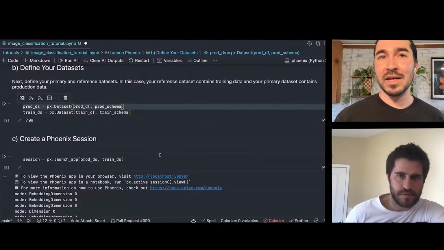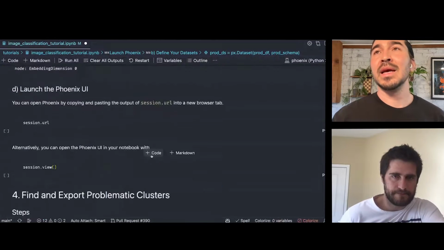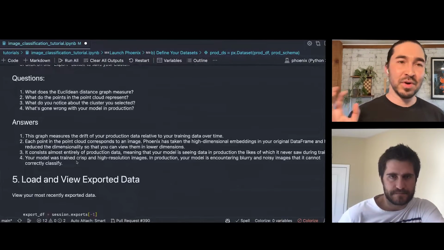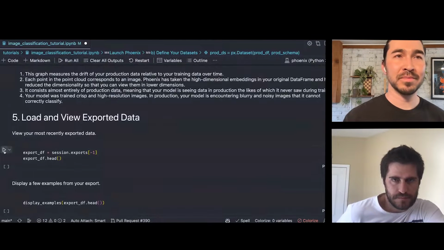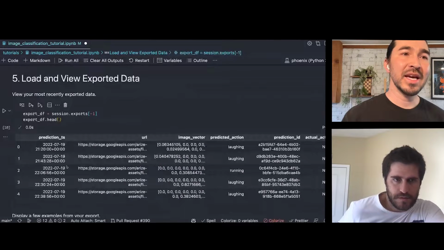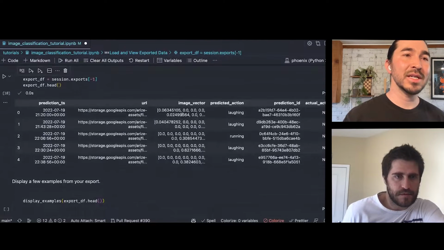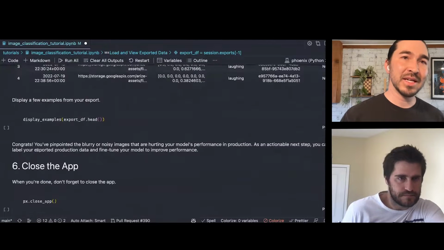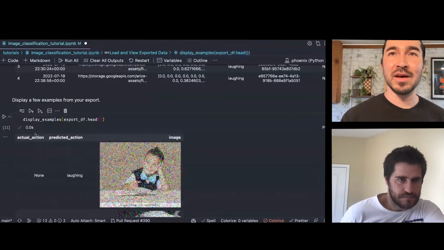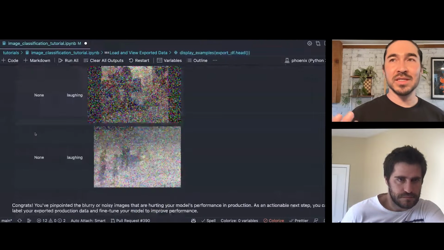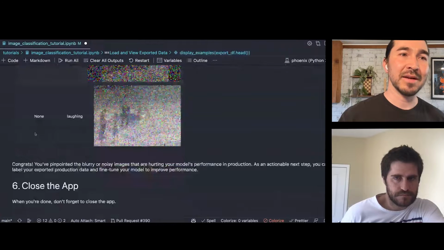So now I'm going to click export. And now Phoenix will actually put this data back into your notebook environment. So let's go back to my notebook. You can quickly access the data that you've exported back in the notebook by getting the exports object and getting the last one. So let's look at that. Now we have the image vectors and the images associated with the cluster that we looked at.